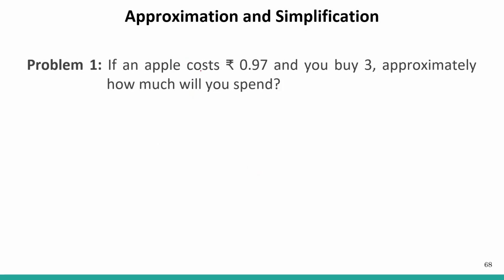If an apple costs 0.97 rupees and you buy 3 apples, then approximately how much will you spend? One apple costs 0.97, so 3 apples cost 0.97 into 3. This will be equal to 2.91 rupees.